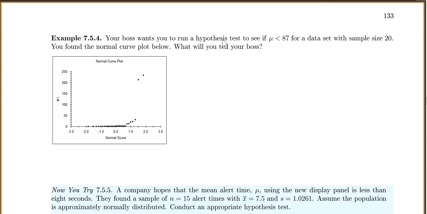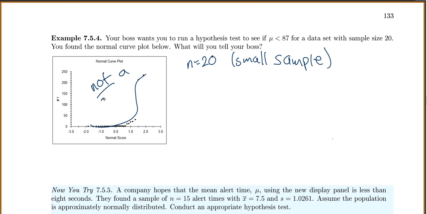In this example, your boss wants you to run a hypothesis test to see if the mean is less than 87 for a data set with a sample size of 20. So if n equals 20, that's a small sample. Okay, and when I look at this normal curve plot, that is definitely not a straight line. Okay. And so this data is not normal.